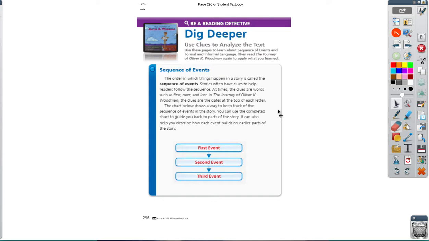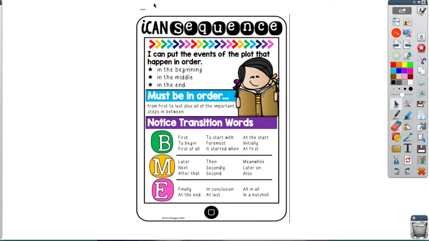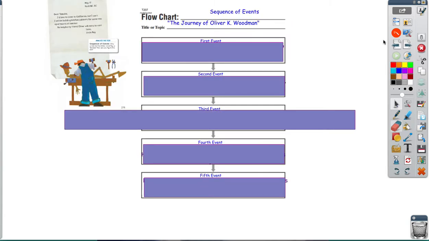The chart below shows a way to keep track of the sequence events in a story. You can use a completed chart to guide you back to parts of the story. It can also help you describe how each event builds on the earlier parts of the story. So we're going to fill out one of these charts together, actually. And this is just another anchor chart telling you events that happen in order in the beginning, middle, and end. And some of the transition words that you can use are listed in this anchor chart for you guys as well. So let's start ordering some events.